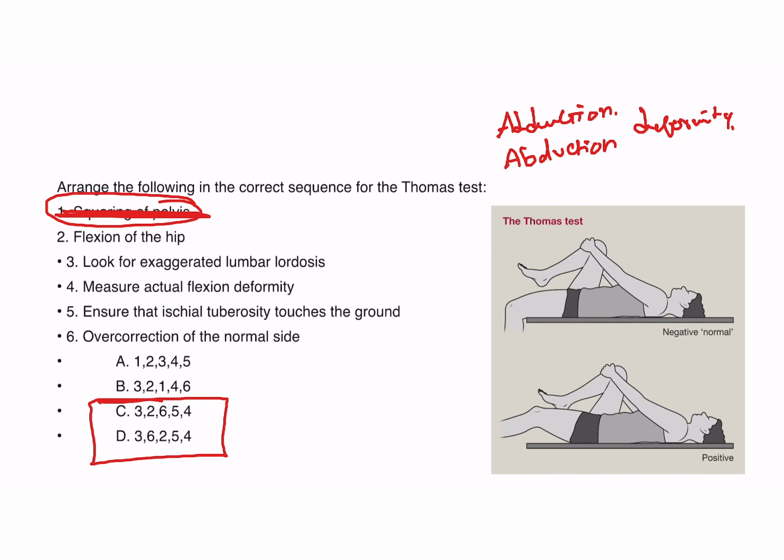Thomas test is assessing the increased lumbar lordosis, right? Because increased lumbar lordosis happens as a compensatory mechanism for a fixed flexion deformity. So you need to look for the exaggerated lumbar lordosis, and then you got to flex the hip, and once you flex the hip, the overcorrection of the normal side has to be kept in mind, and then you should ensure the ischial tuberosity touches the ground, and then you measure the actual flexion deformity. So the correct sequence is 3 2 6 5 4.